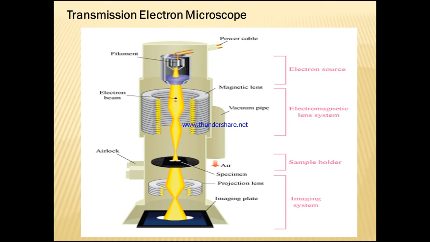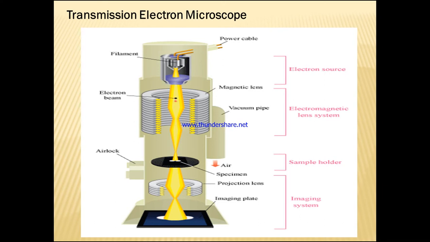The magnification is more than 10 lakh times. How exactly does the transmission electron microscope work? A tungsten filament generates a beam of electrons, which is then focused on the specimen by the condenser lenses. Magnetic lenses acting as condenser lenses are used to focus the beam.